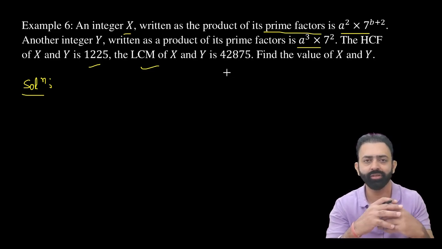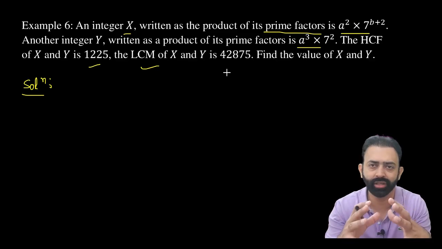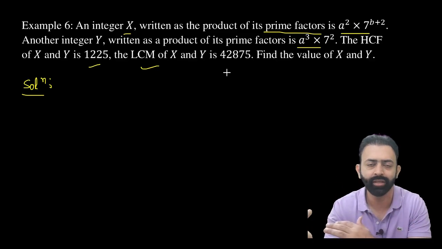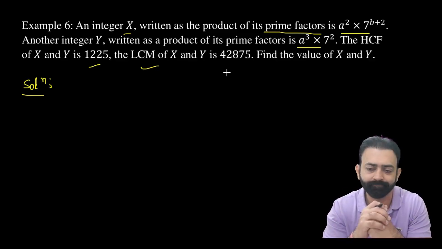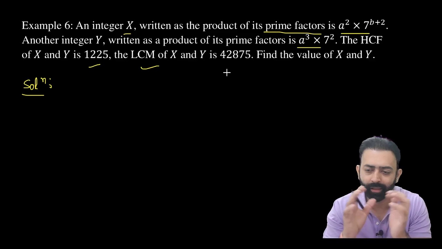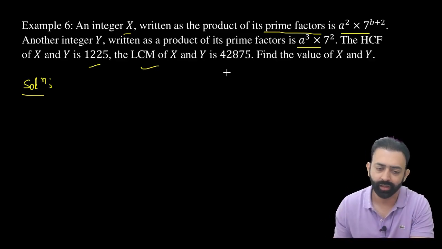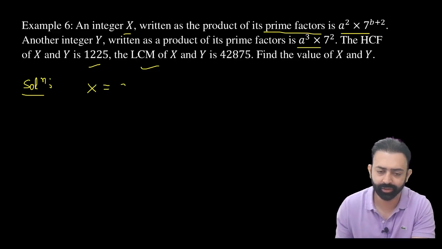We need to find out this time what the numbers are. So in the previous question, we were given numbers and we were finding HCF and LCM. This time the question is reverse in the sense that HCF and LCM are given, and we need to find out some unknowns in the number. Okay, fine. Now just write this x as a product of prime factors: a square into 7 raised to power b plus 2, right?